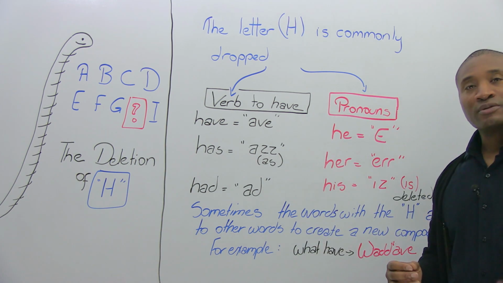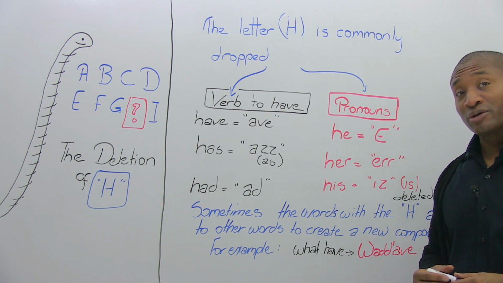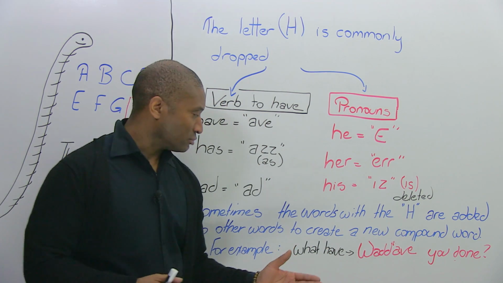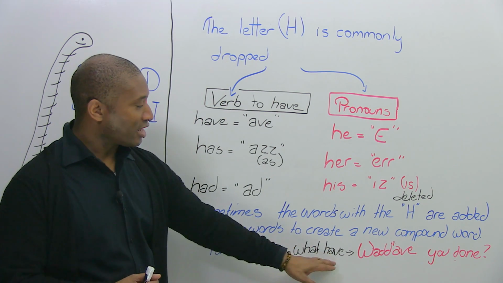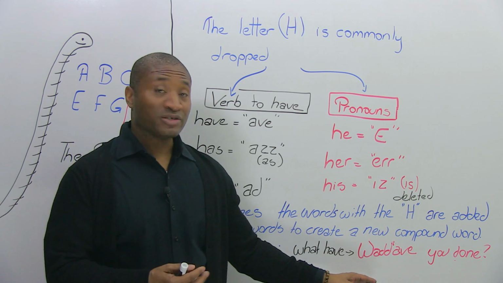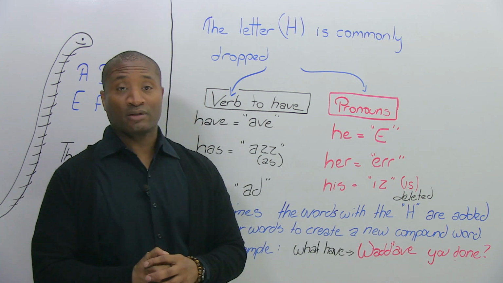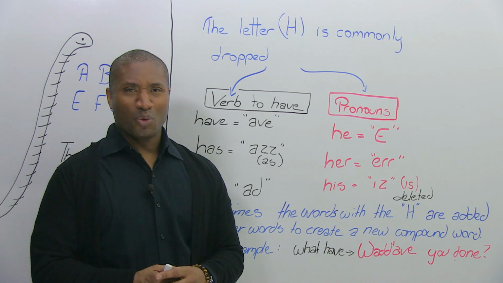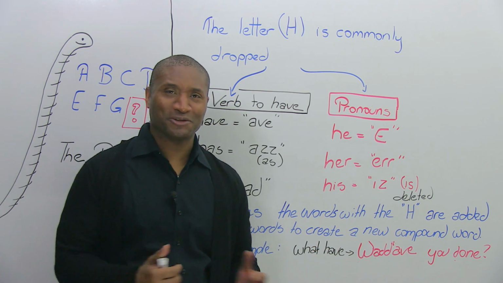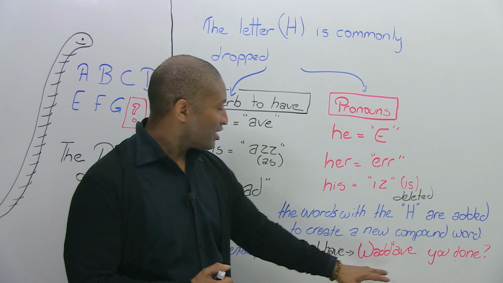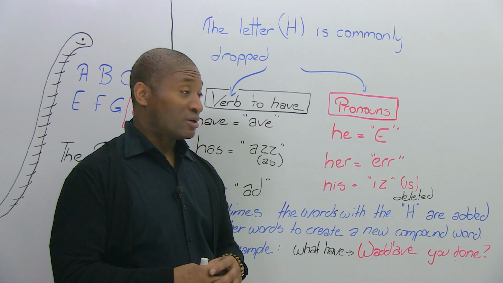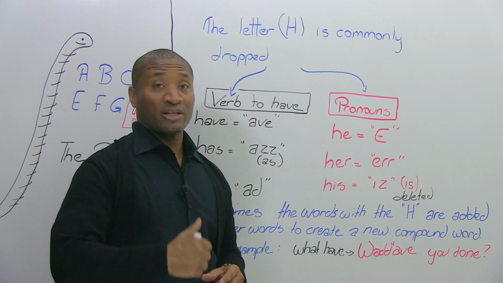Sometimes the words with a deleted H are added to other words to create a new compound word. One example is "what have." You might say, "What have you done this evening?" "What have you done with David?" Or, "What have you done to my room?" Okay, so that's an example of combining this deleted sound with another kind of slang sound. Now, I did a video on that. You'll go check that one out.